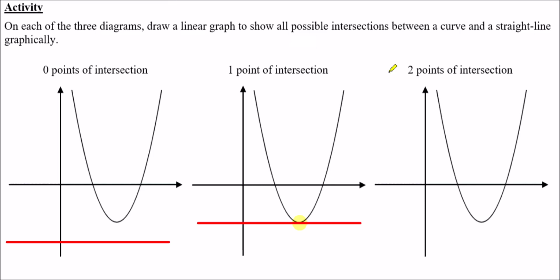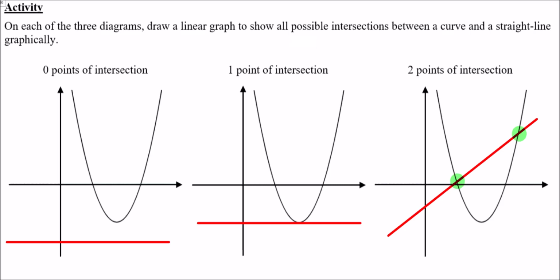The final option is if it doesn't have 0 points of intersection or 1, we could have it where we have 2 points of intersection, like so. So this one would have a pair of solutions here and also here. So let's see now if we can put this into practice by solving some worked examples.